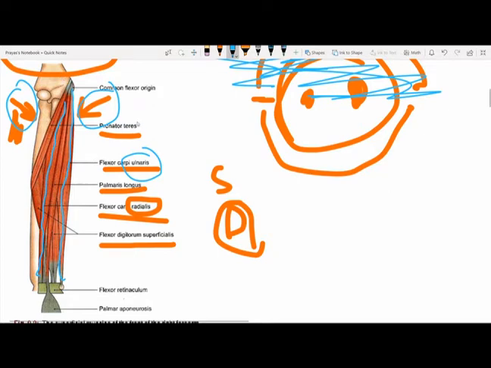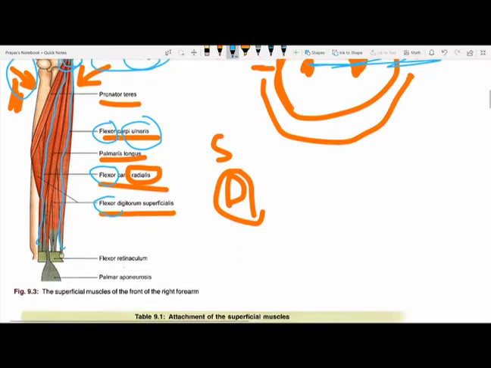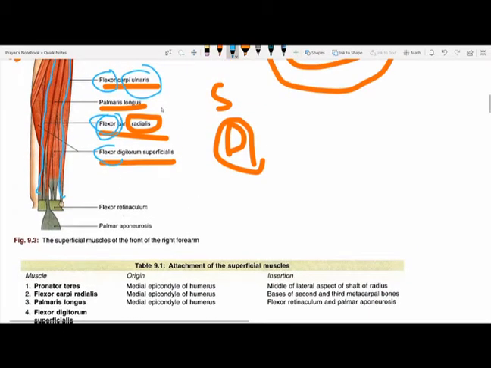There are other muscles as well, like pronator teres. They originate here, and it ends at the shaft of the radius. One thing you might know is that this is called the common flexor origin. All of the muscles that have flexor in front of them originate from the medial epicondyle of the humerus, the bone of your arm, at the elbow joint. They are called flexors because they help to flex the forearm and also your fingers.